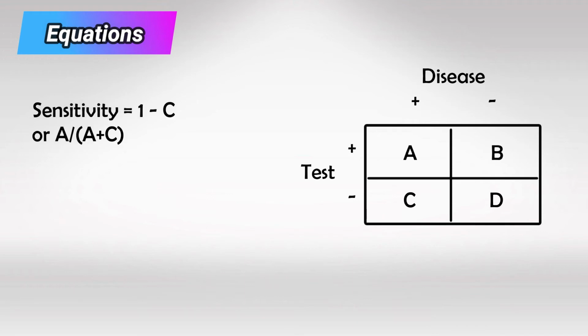Sensitivity is always 1 minus C, or A over A plus C. Specificity is 1 minus B, or D over B plus D.